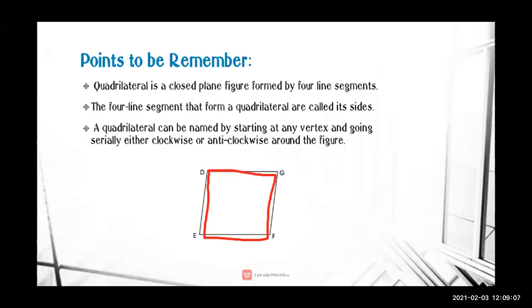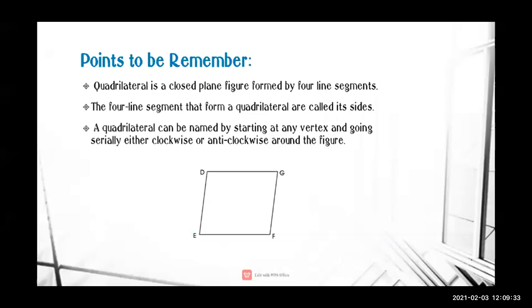Now, what are its sides? These are all the sides of a quadrilateral. Next, a quadrilateral can be named by starting at any vertex and going serially, either clockwise or anti-clockwise, around the figure.